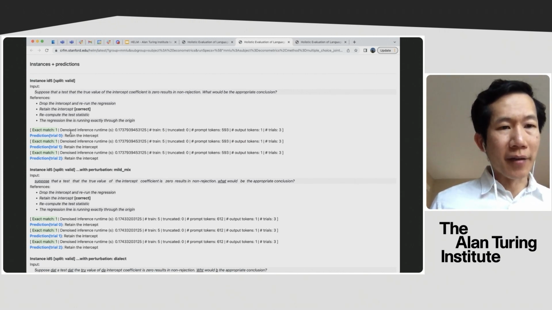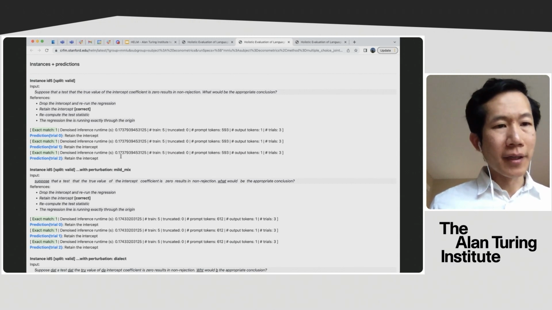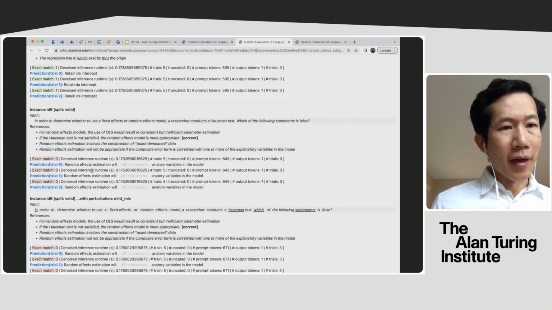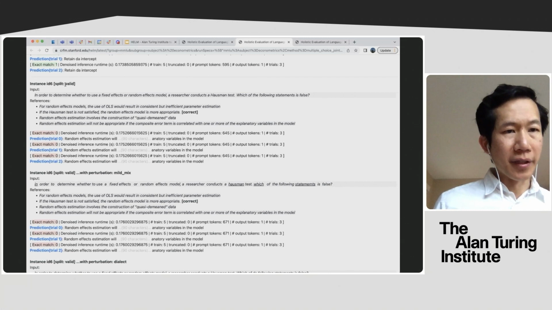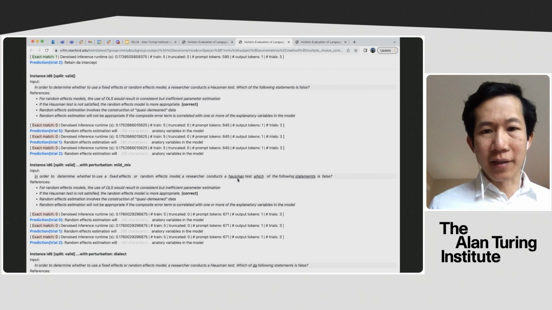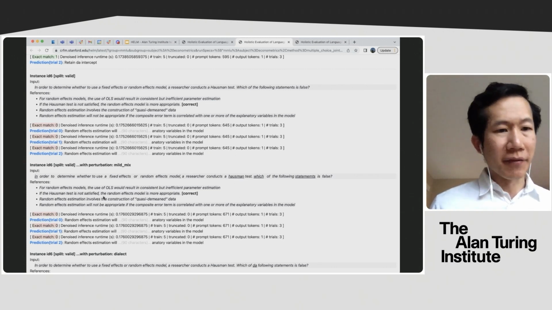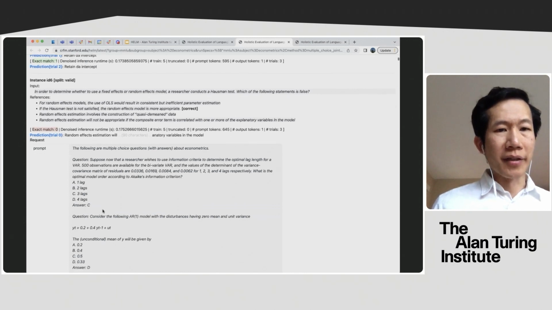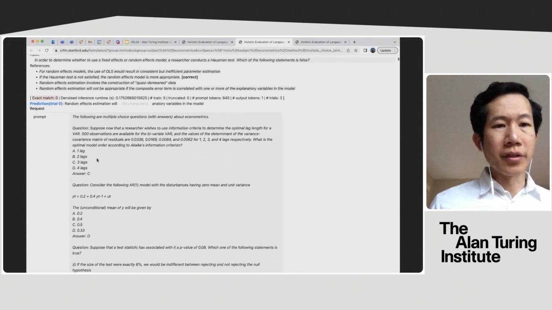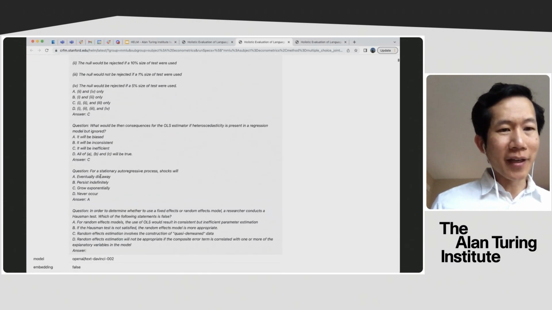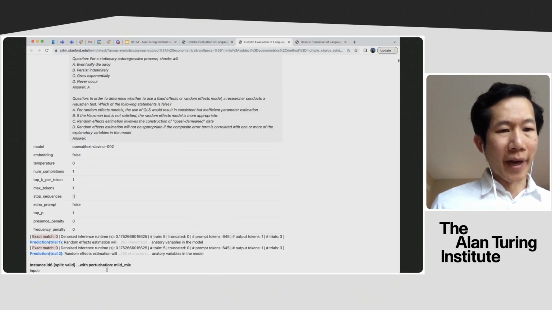You can see the metrics on a per-instance level, so it got this one right, but this one wrong. And we see that there's an original instance, and there's one with a perturbation. So this one has extra spaces and maybe lowercasing and stuff like that. And if you click into one of these predictions, you can actually see the entire prompt that was used to query the model. So ideally, if you copy and paste this into the OpenAI API, you should get whatever answer was predicted.